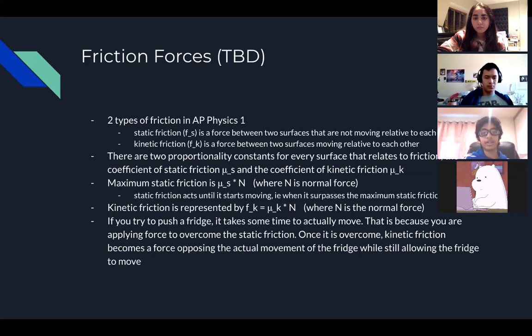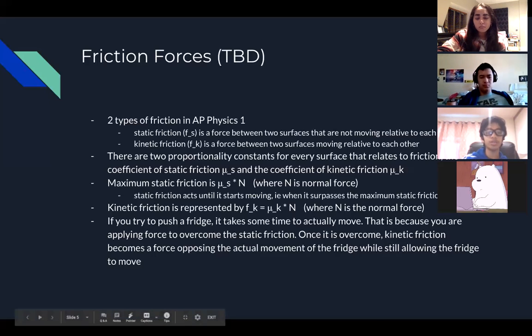The only thing that we really need to know about the differences between static and kinetic friction is that the coefficient of kinetic friction is usually always smaller than the coefficient of static friction. And you probably know this if you're trying to push a bookcase, for example. It's a lot easier to keep it moving than it is to start it moving. That's because the coefficient of kinetic friction is less, so there's a smaller friction force. The last bullet point talks about a fridge. It takes some time to actually start moving, because the applied force has to overcome static friction, and once it's overcome, kinetic friction is the new force.